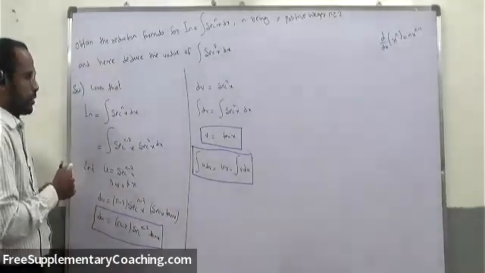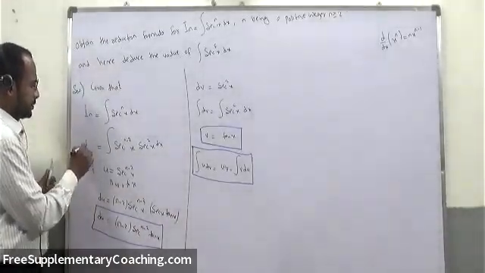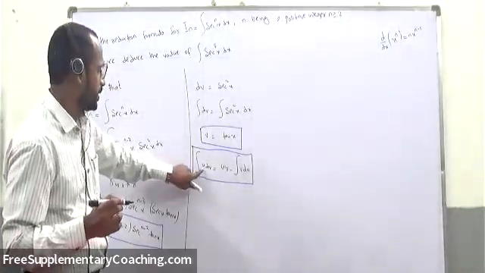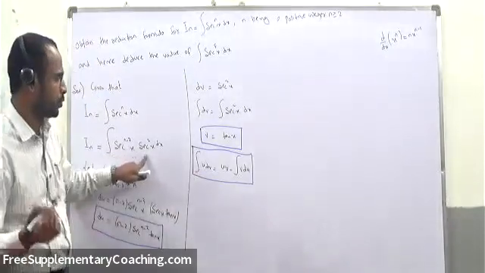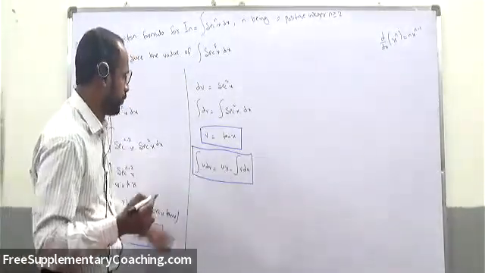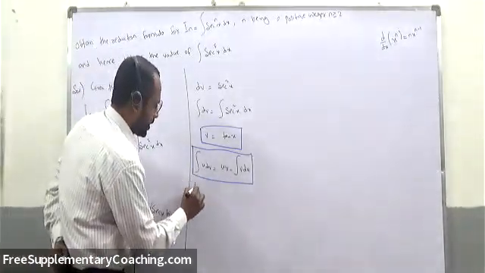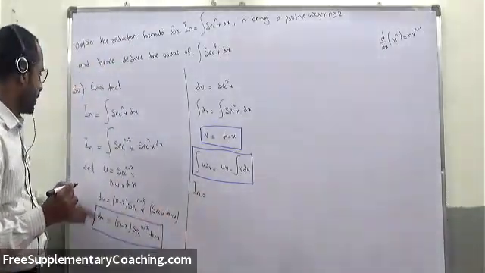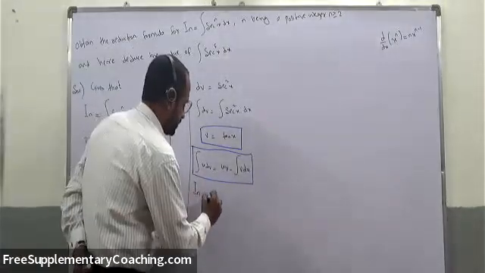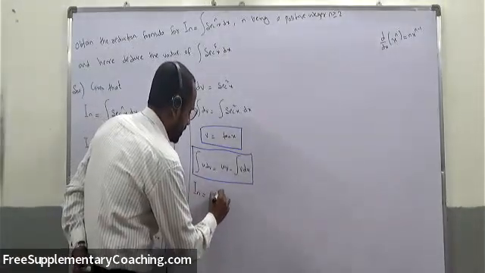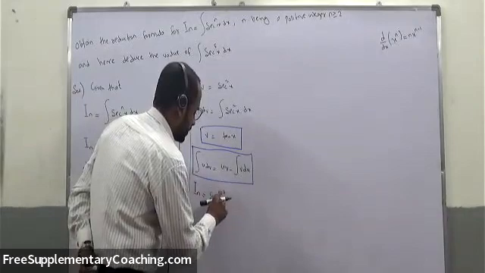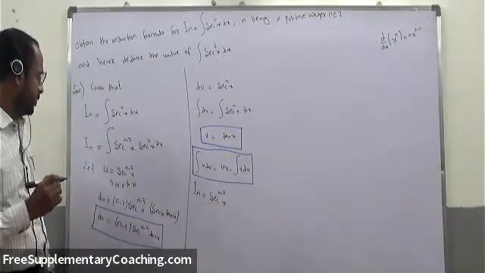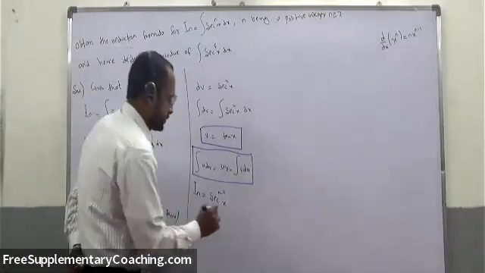Okay. So according to this formula, this is in the form of u dv. So first we have to write uv. So I can write I_n is equal to uv. U is what? Secant power n minus 2 x. Okay. V, what is v? Tan x.